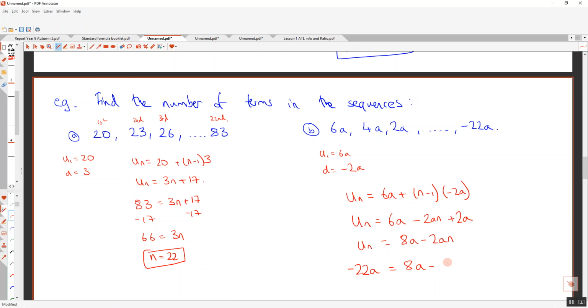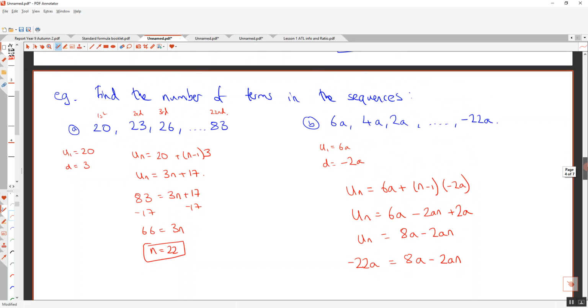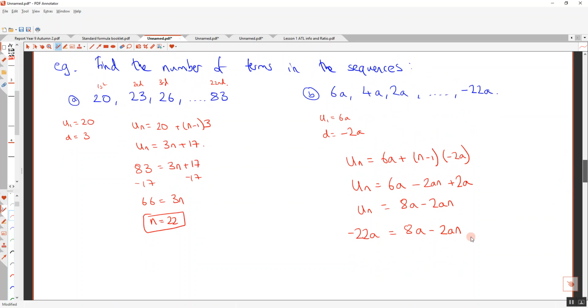It's exactly the same as what we did before. What could I do at this point then? Because I'm solving this for what value? Pardon? What value am I solving this for? I'm solving it for n. Yeah, I could divide by a.